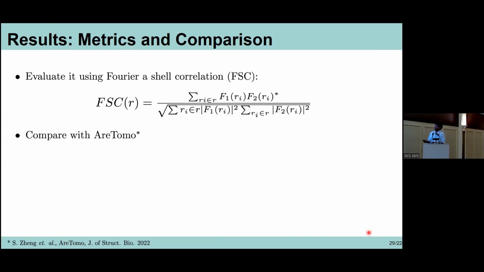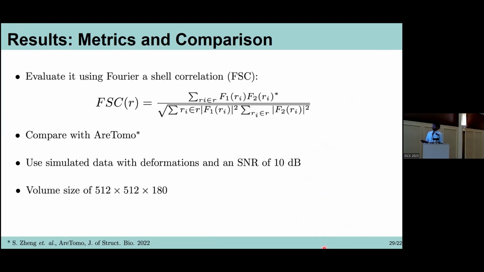To compare our results with RTOMO, we use simulated data of SNR 10 dB. And of course, our volume size is 512 cross 180. Typically, the volume you get in real data is larger, around 3K cross 3K. I think we are still working on higher volumes, but our model does scale well to higher sizes, but we used these 512 cross 180 size models. So now let's look at the Fourier shell correlation of our method.